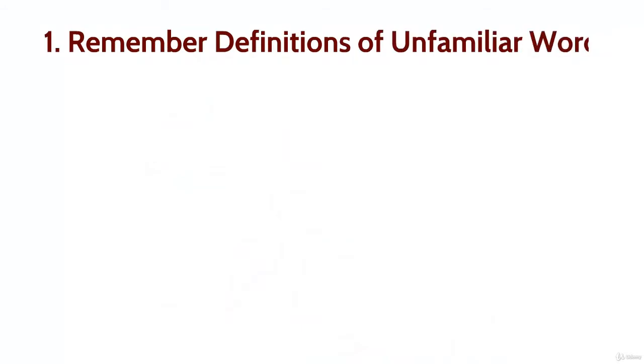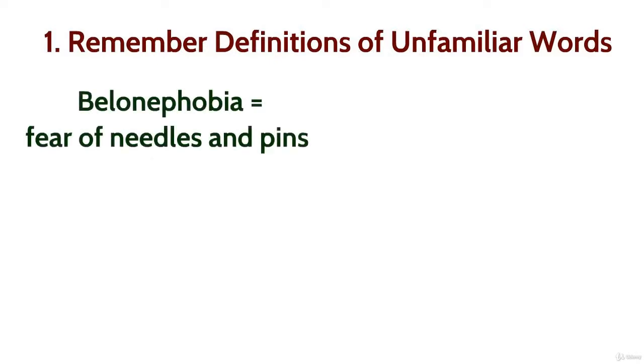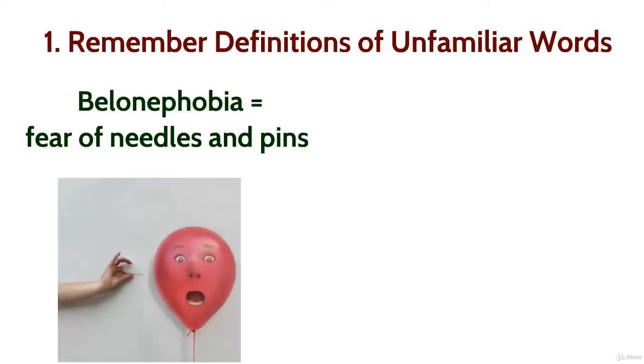Number 1. How to remember definitions of unfamiliar words. The word belonophobia means an irrational fear of needles and pins, usually resulting in abnormal behavior and anxiety. The word comes from the Greek words belon, meaning needle, and phobia, meaning fear. For the word belon, we can easily find a sound-alike substitute in English, balloon. So the fear of needles, belonophobia, can be remembered by the sentence, "The balloon is afraid of needles."